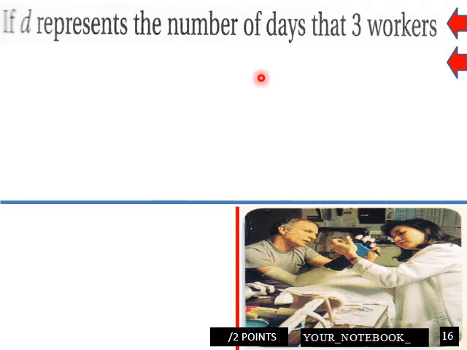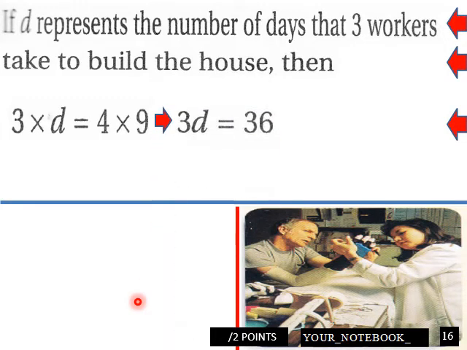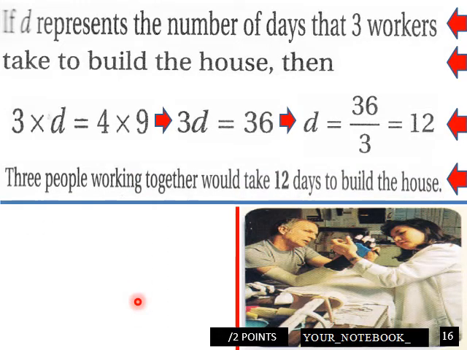If D represents the number of days that 3 workers take to build a house, then 3 times D equals 4 times 9. 3D equals 36. D equals 12 days to build the house. That would be an inverse situation.